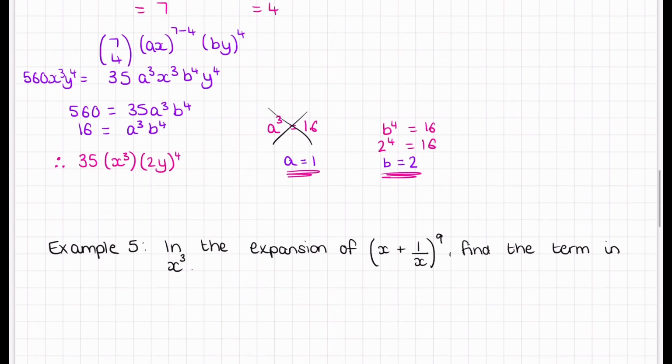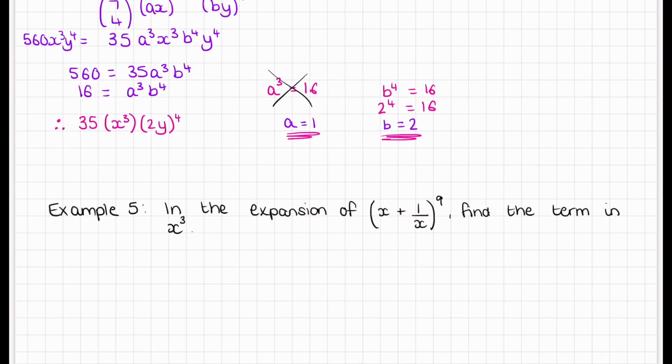Final example. We have this expansion of (x + 1/x) to the power of 9, and we want to find the term in x cubed. So this time we know we want the x cubed, but we have to work out which term that is. The way to do that is a bit of a process, but it always works, and this is quite often how IB do ask questions with the binomials. So we know in our expansion, our n is 9, and we need to find what r is so we can work out the term number.